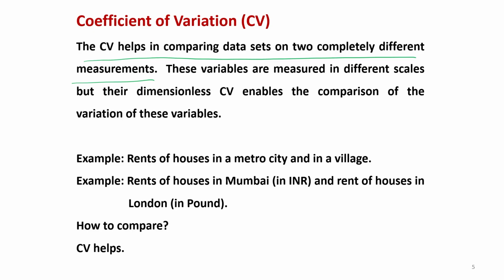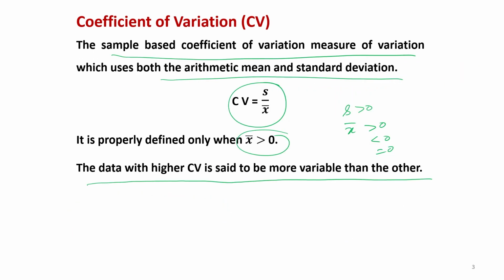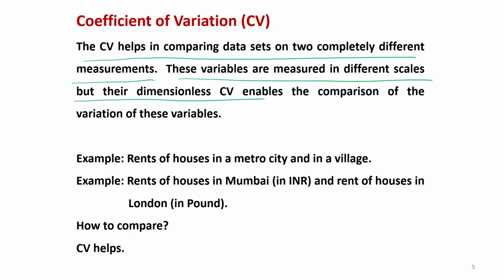on two completely different measurements. These variables are measured in different scales like meter or centimeter, but the CV is dimensionless, because CV is the ratio of the standard deviation and the mean. So, if the observations are in, say, centimeters, then standard deviation and mean are both going to be in centimeters. So, S upon x bar will become dimensionless, and so the comparison of the coefficient of variation from different data sets is possible.